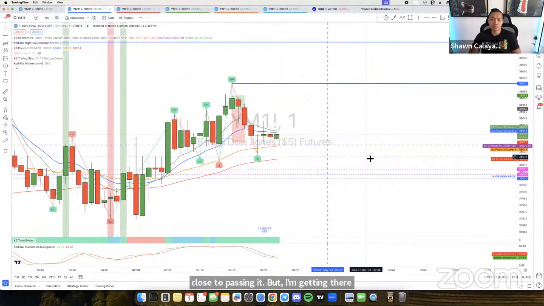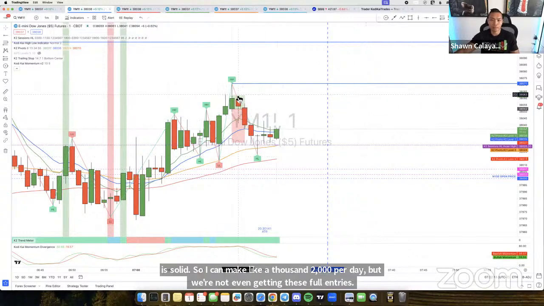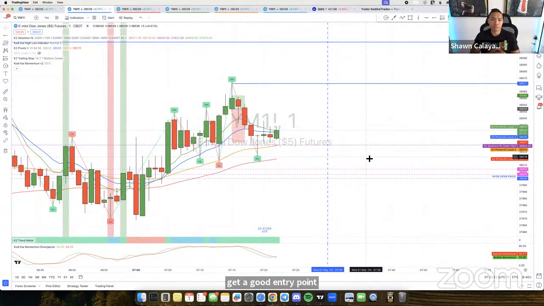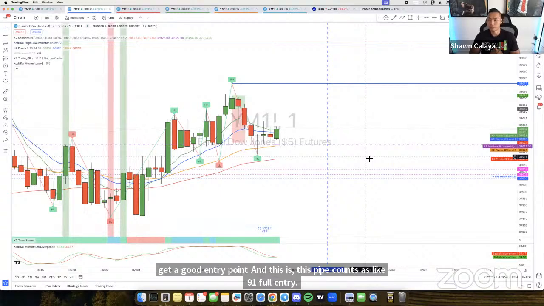This market also sucks. I was expecting to maybe catch 2 entries a day, but 2 full entries, right? 2 full entries is solid, so I can make 1,000, 2,000 per day, but we're not even getting these full entries. For this one right here, I pulled out because I didn't get a good entry point, and this probably counts as not even one full entry, maybe half of one.